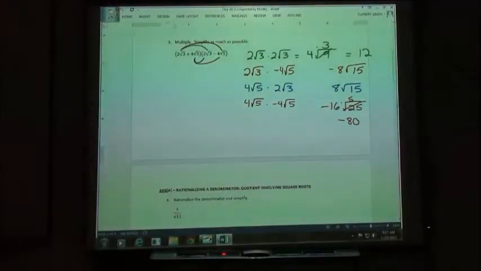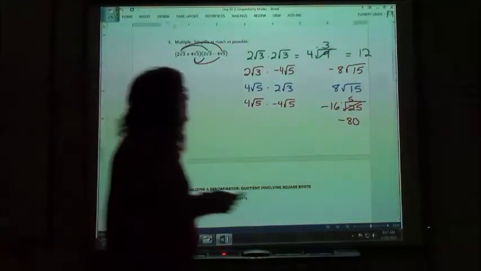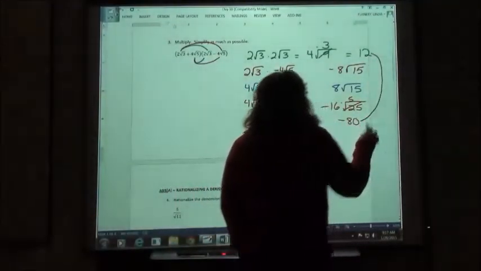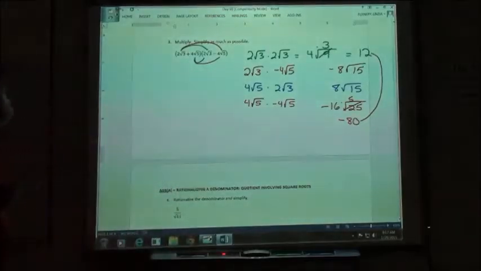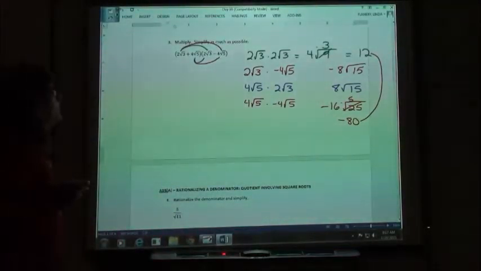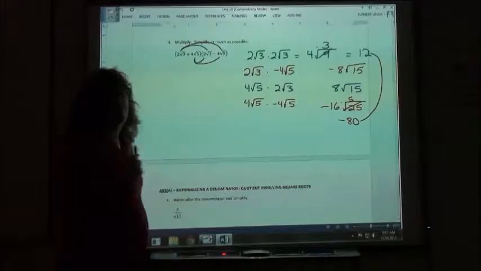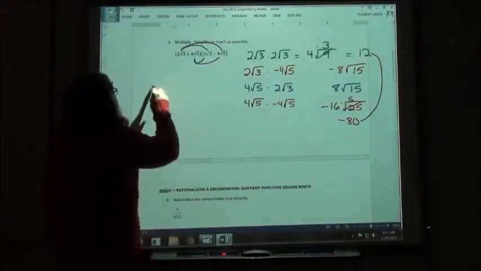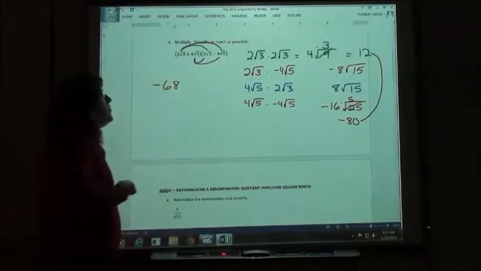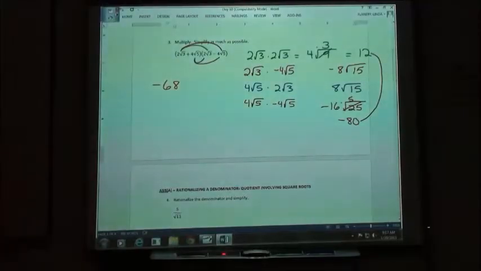So on this one again, we've got some like terms to combine. What can we do? We can do the 12 and the 80. 12 minus 80 gives me 68. What's my sign? Negative. Negative 68.